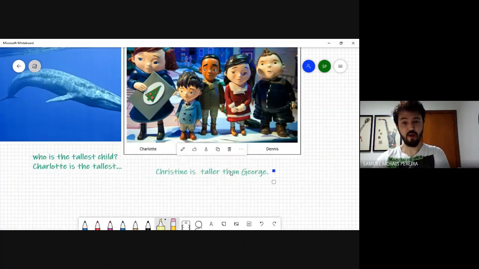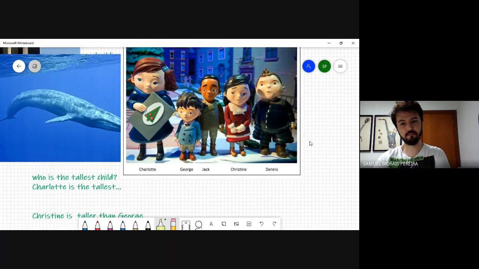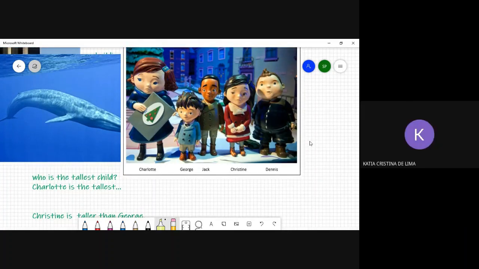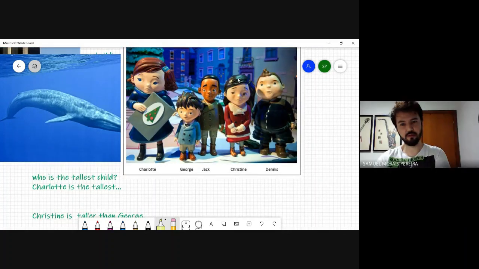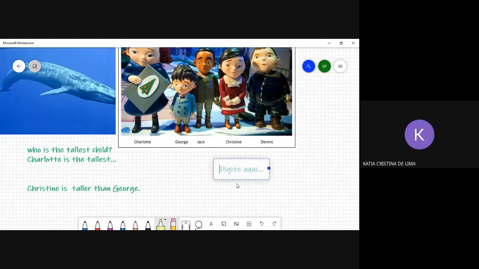Okay. Now, pay attention, Katya. Could you please compare Christine and Dennis, considerando que eles têm a mesma altura? Esqueça o cabelo dele aqui, tá? Ó, se você olhar, eles têm praticamente esses três aqui, na verdade, né? Mas vamos considerar esses dois aqui, tá bom? Eles têm a mesma altura. How do you say that? Christine.